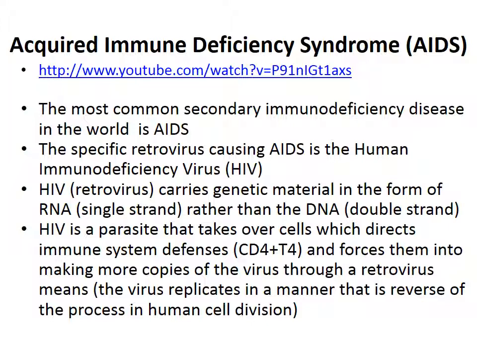Acquired immune deficiency syndrome, or AIDS, is the most common secondary immunodeficiency disease in the world. The specific retrovirus causing AIDS is the human immunodeficiency virus, or HIV. HIV is a retrovirus that carries genetic material in the form of RNA, a single strand, rather than DNA, which is a double strand. HIV is a parasite that takes over cells that direct immune system defenses, CD4 plus T4 cells, and forces them into making more copies of the virus through a retrovirus means. In other words, the virus replicates in the reverse of the process of human cell division.